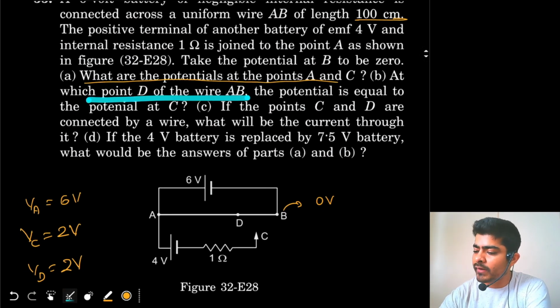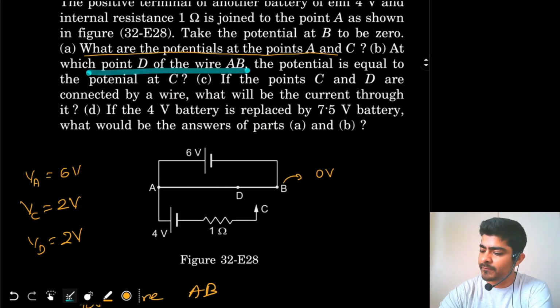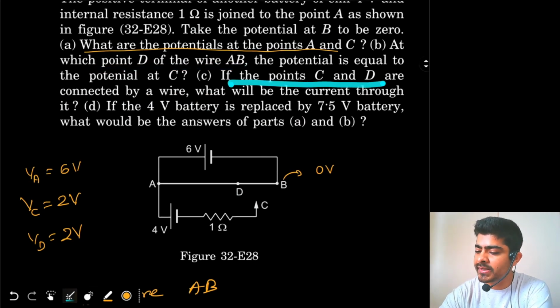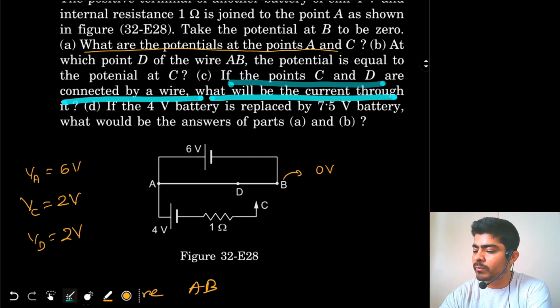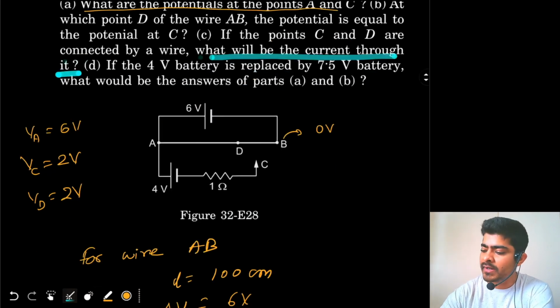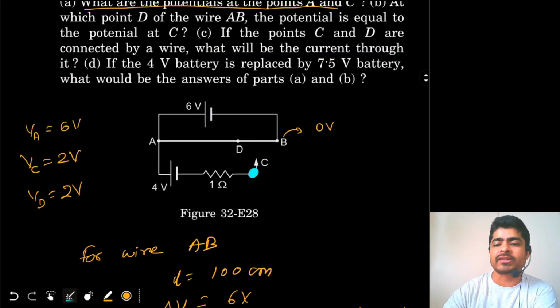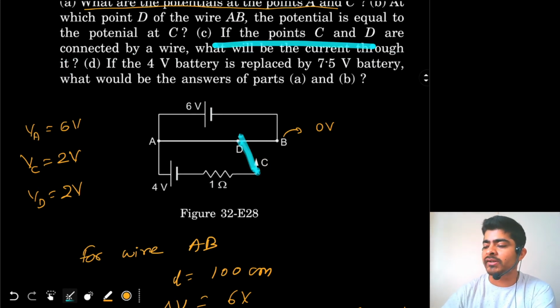Okay, so that's what the question was asking. At which point D of the wire potential is equal to C. Now the third part, if the points C and D are connected by a wire, what will be the current through it? See, point C has potential 2 volt, point D has potential 2 volt. So when you connect them together, no current will flow. So that is the answer to part C. No current will flow through the wire.